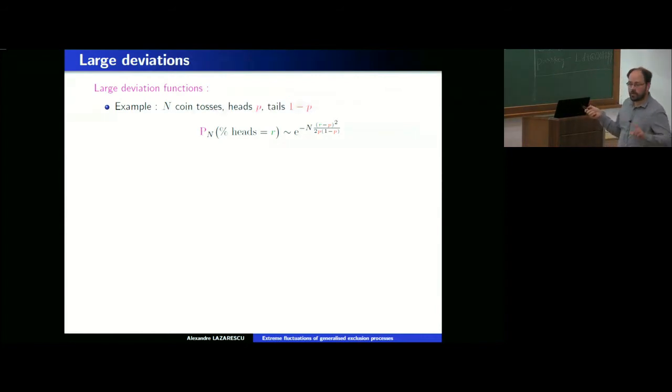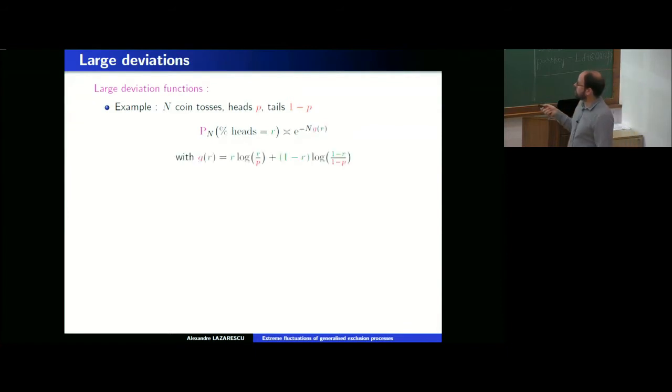This is a very good approximation for R around p, for R close to p up to 1 over square root of n. It's a terrible approximation for R outside of one standard deviation around the mean. And a much better approximation is obtained by the large deviation function, which you get by taking the rescaled logarithm of that probability, just like you would do for free energies. Well, it is, in this case, a free energy.